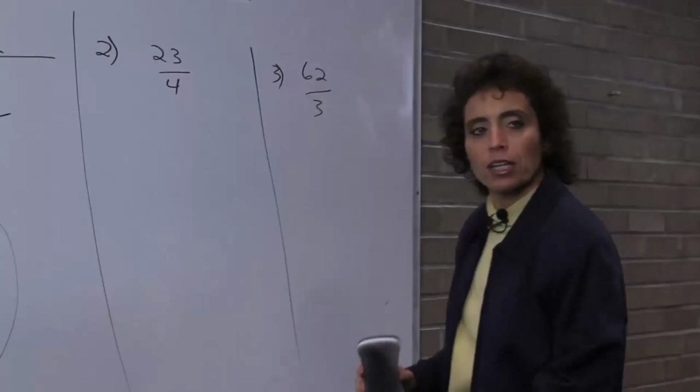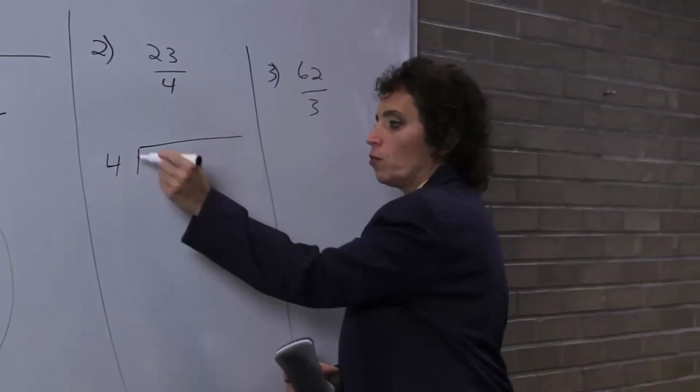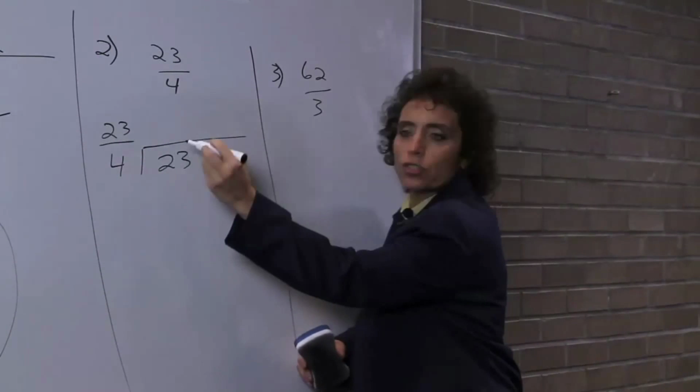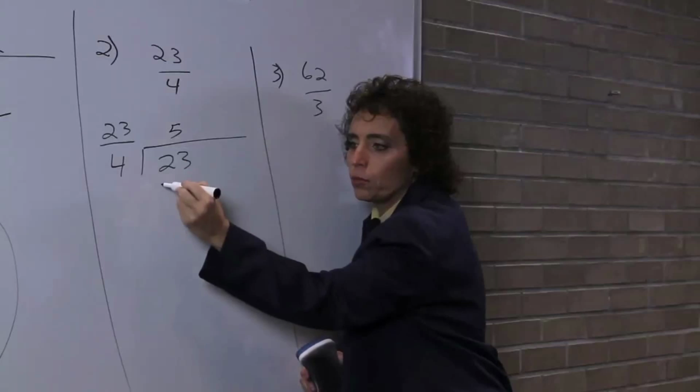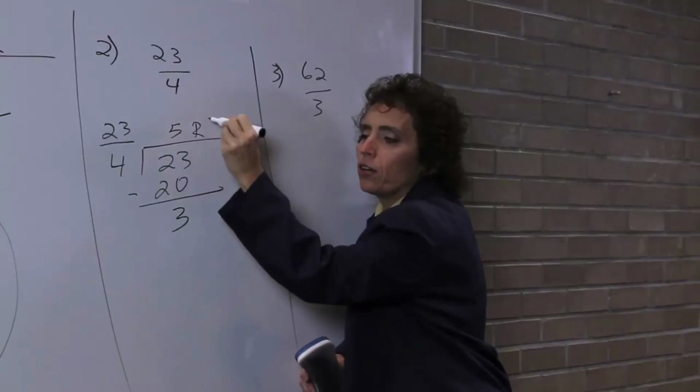All right, let's see how you did. Here we go. We're going to divide here. Well, okay. 4 into 23. 4 goes into 23 5 times. 4 times 5 is 20. We subtract. We get a remainder of 3.